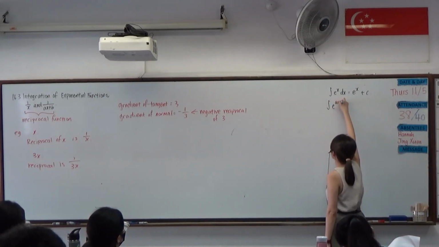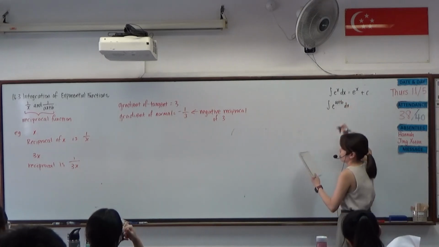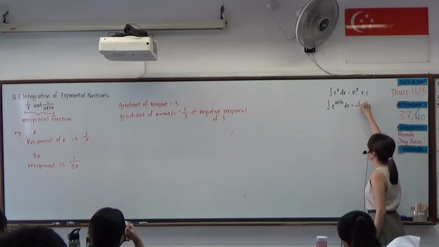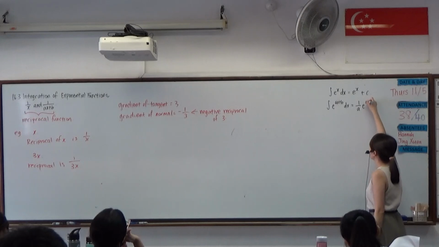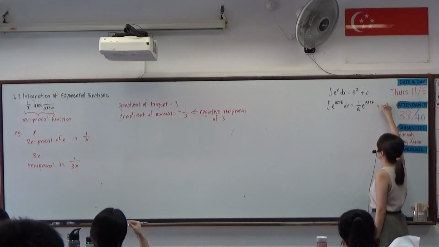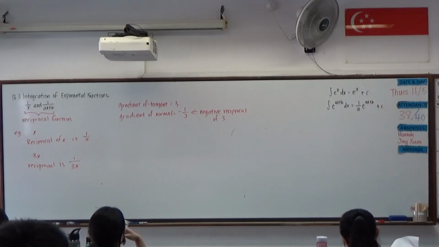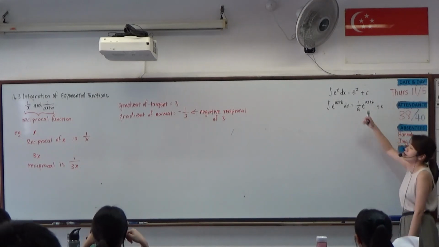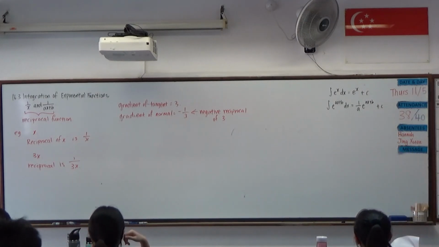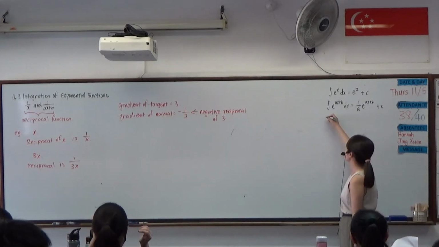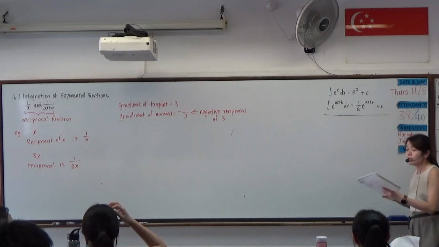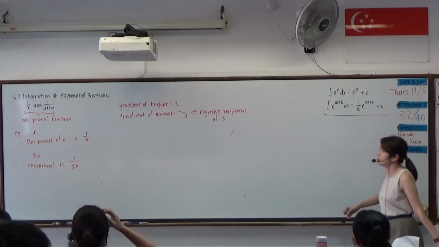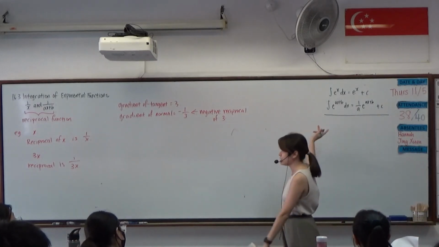Okay. Then if we were to integrate e^(ax+b), it will be equal to 1 over a, e to the power of ax plus b, followed by plus c. So we keep the function, and then we make sure we divide by the coefficient of x itself. Right? So that is for integration of exponential.